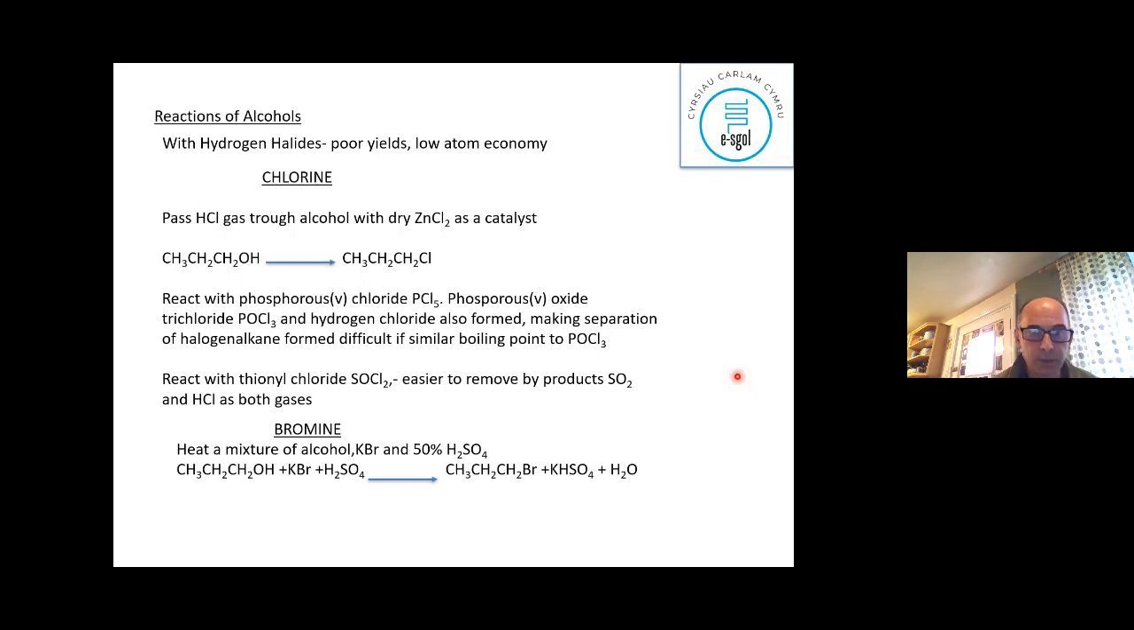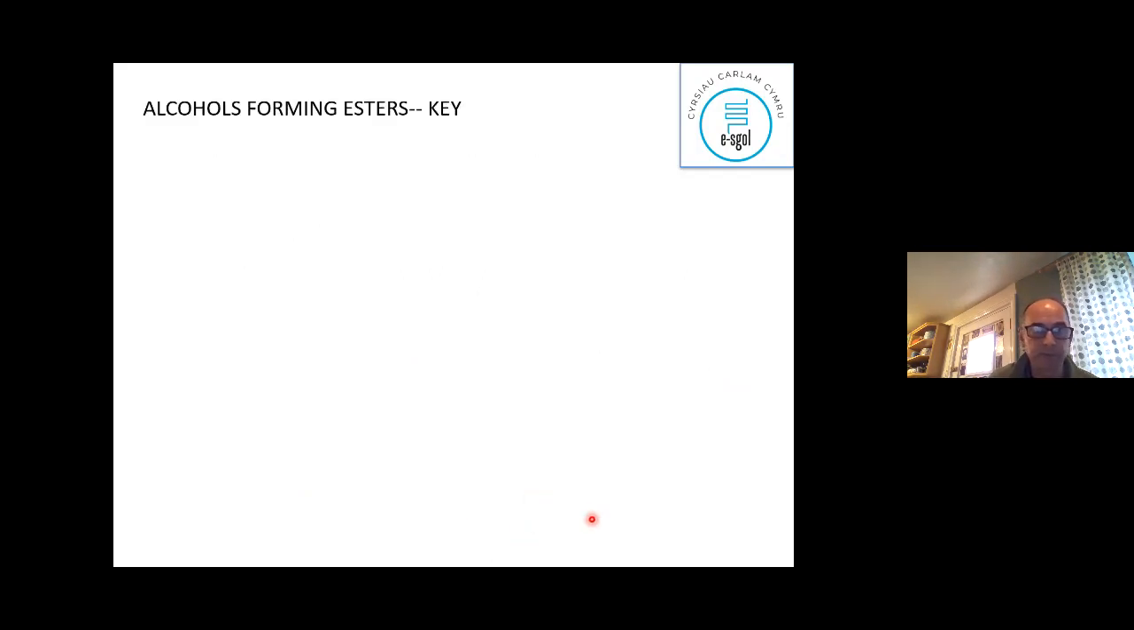If you want to make a bromoalkane, you heat the mixture with KBr and 50% H2SO4 and you substitute the OH for the Br. And for iodine, react with phosphorus iodide. For the thionyl chloride one, the bromine one, and the iodine one, you have to remember the reagents.